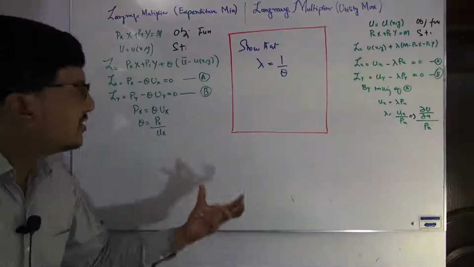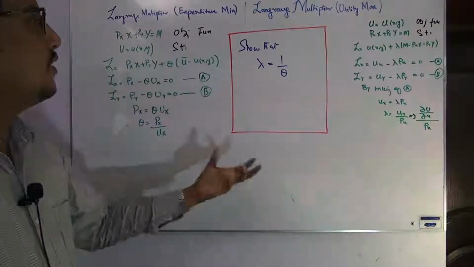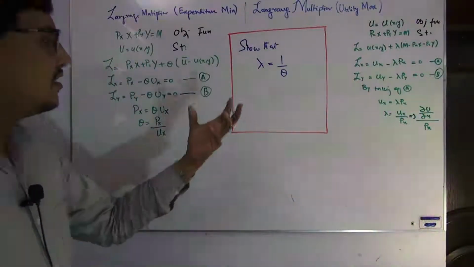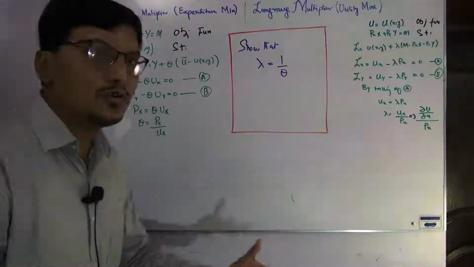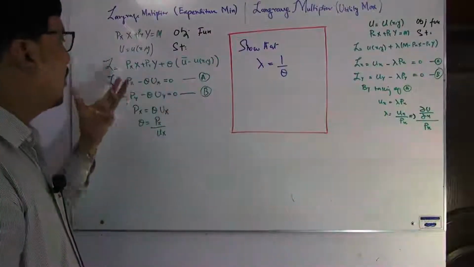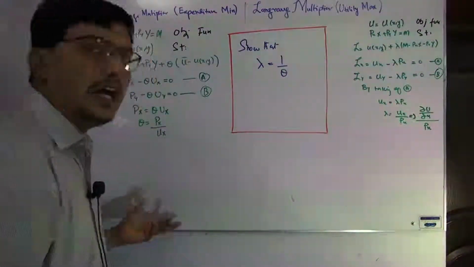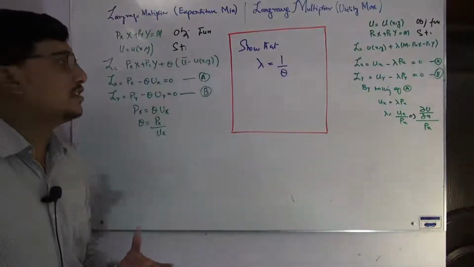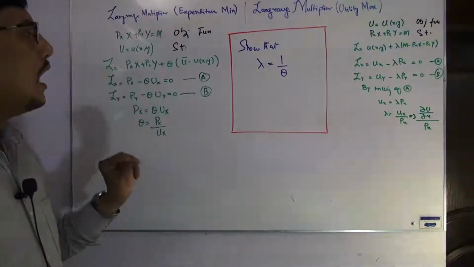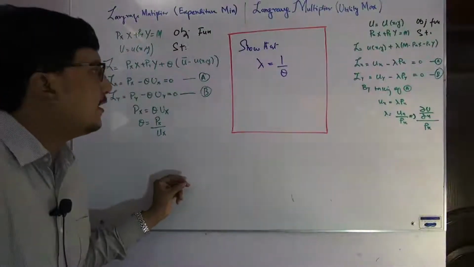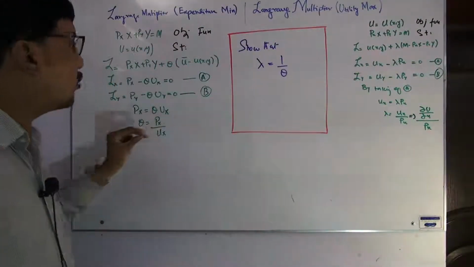The concept is that we have to show that the lambda of the utility maximization problem is equal to the inverse of the theta in the expenditure minimization, कि उसके वो इन्वर्स होता है. आपको इस बात को शो करना है, सो हमने ये दोनों प्रॉब्लम्स को रन किया और दोनों को हमने कैलकुलेट कर लिया.